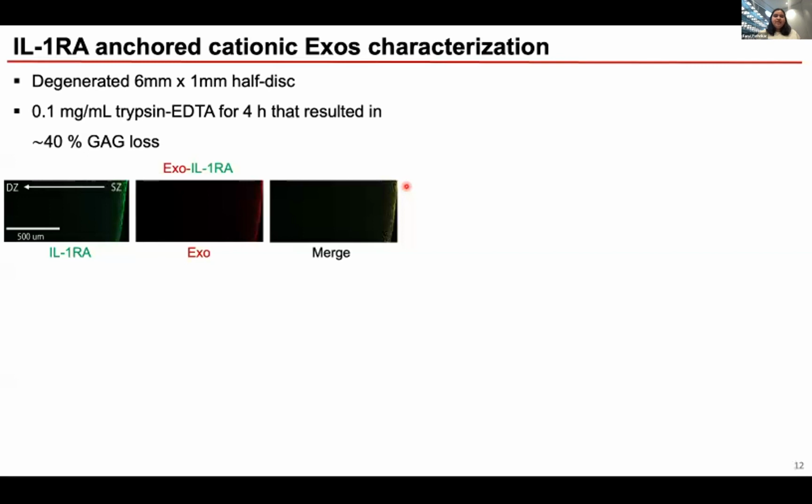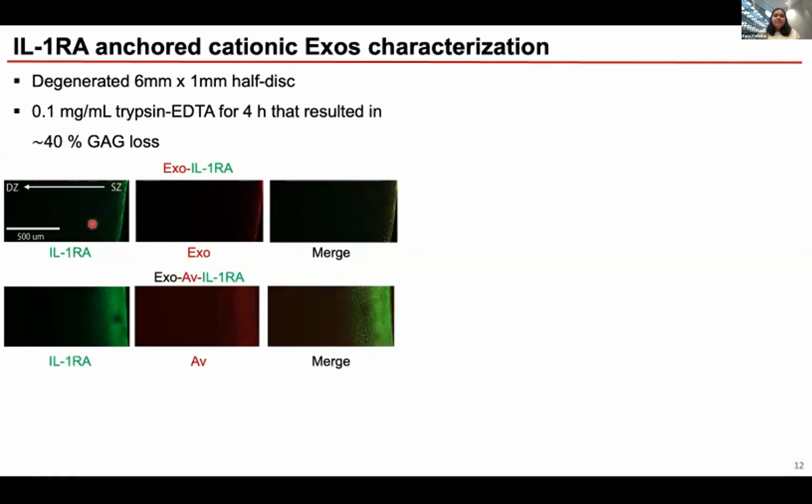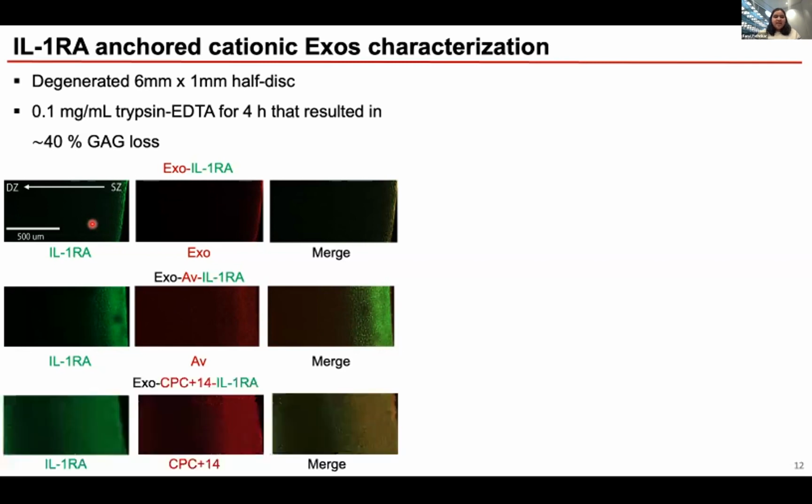Then, using a custom chamber, we studied the 1D transport of IL-1RA loaded cationic exosomes from the superficial zone to deep zone of the cartilage tissue. The explants were treated with 0.1 mg per ml of trypsin EDTA for 4 hours that resulted in about a 40% GAG loss. Native exosomes that were labeled with Cy5 and loaded with IL-1RA FITC did not penetrate through the full thickness of the cartilage tissue even after 24 hours of absorption. Avidin and IL-1RA functionalized exosomes, where avidin was labeled with Texas red and IL-1RA with FITC, showed slightly better transport. However, it also was not able to penetrate through the full thickness of the cartilage.